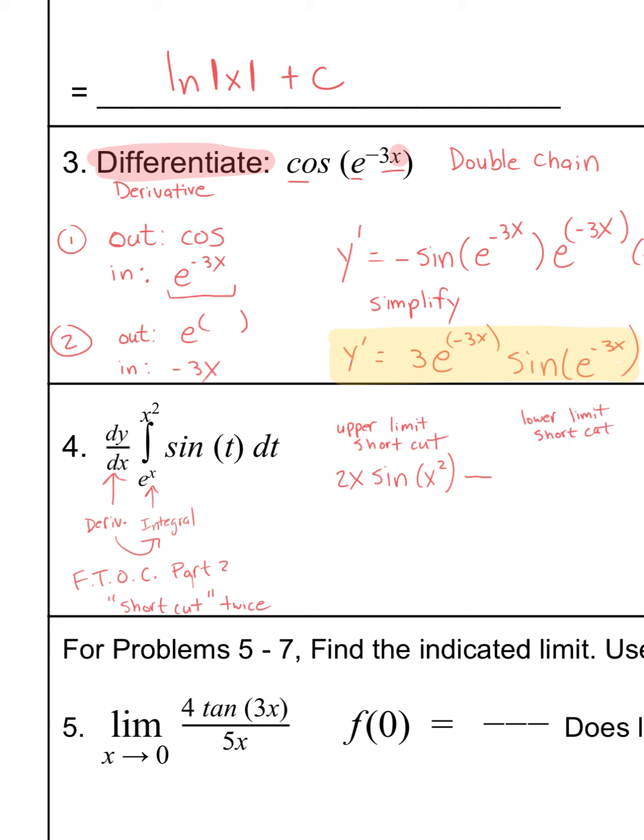All right, so the lower limit is e to the x, so I'm going to plug that right in here for the variable in my integrand. So that gives me the sine of e to the x. In the second step, I multiply everything by the derivative of that, which is just e to the x. And that goes out front right here, e to the x times sine of e to the x. So there we go. There is our fundamental theorem of calculus part 2. Nothing to simplify.